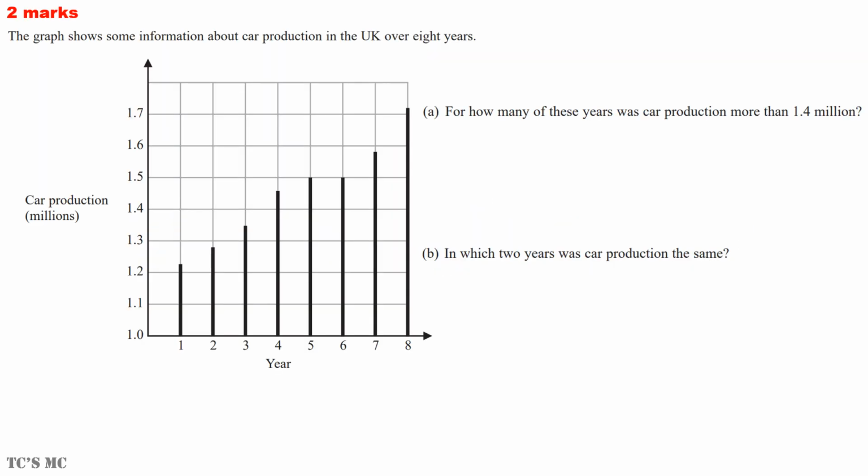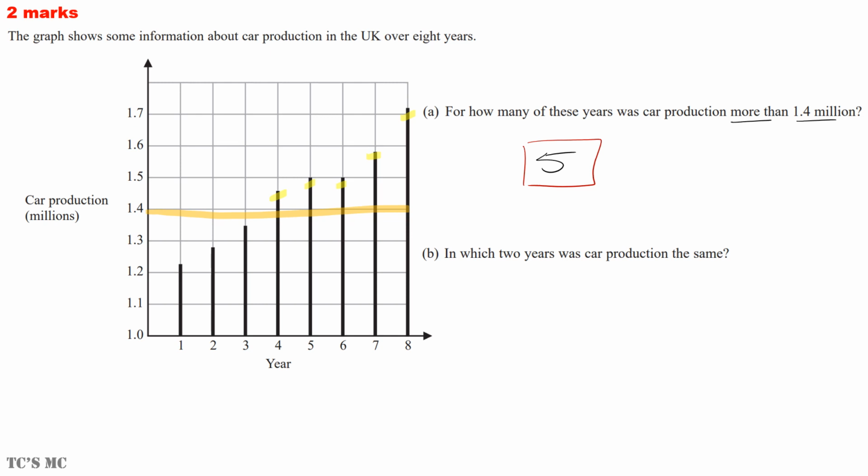The graph shows information about car production in the UK over 8 years. Part A. For how many of these years was car production more than 1.4 million? We need to go to 1.4 million on the y-axis and draw a line across. Now we can clearly see for how many years the production was more than 1.4 million. We have 1, 2, 3, 4, 5 years. For 1 mark, we just need to write 5.